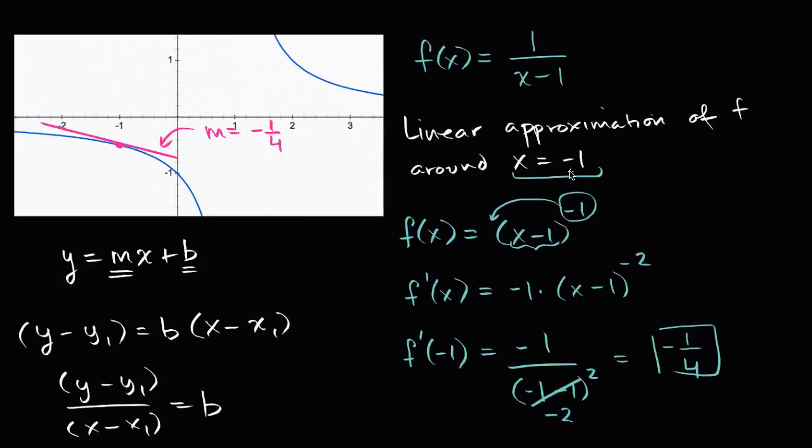You might say, well, why didn't they just ask me to find the equation of the tangent line at x equals -1? Well, they could have, but there's a little bit of extra cognitive processing here where you say, okay, I can actually use the equation of the tangent line to approximate this function around x equals -1.